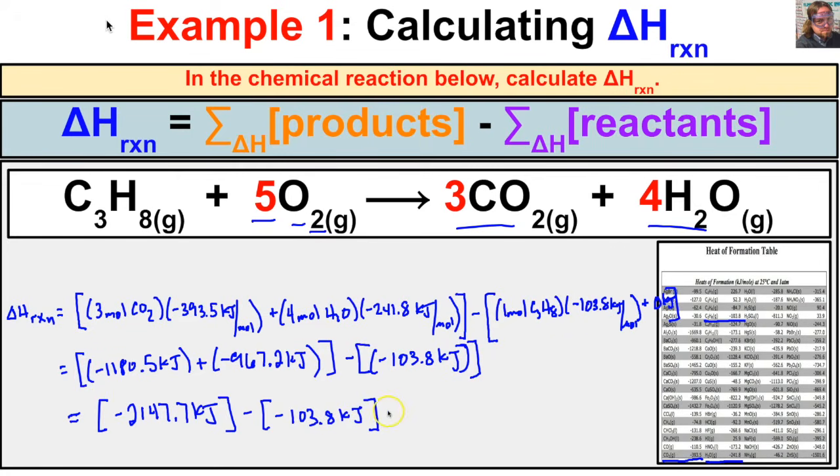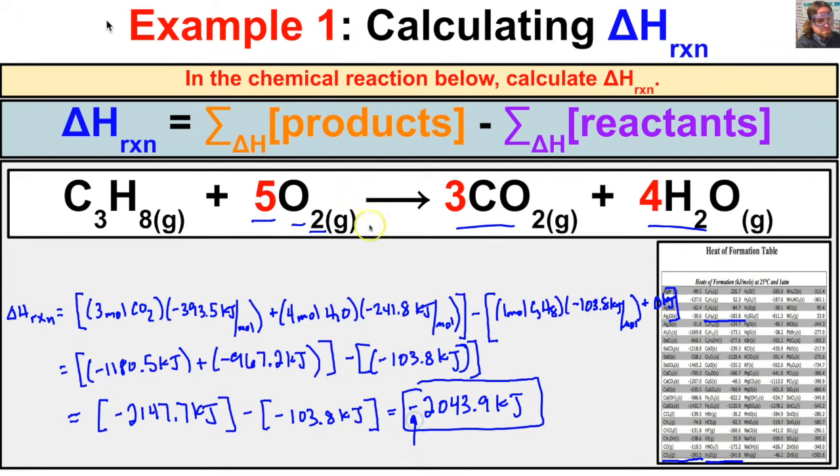And if we put this all in our calculator, we should end up with a grand total of negative 2,043.9 kilojoules. So that is our heat of the reaction right here. And so what does this mean? What does this negative sign mean right here?